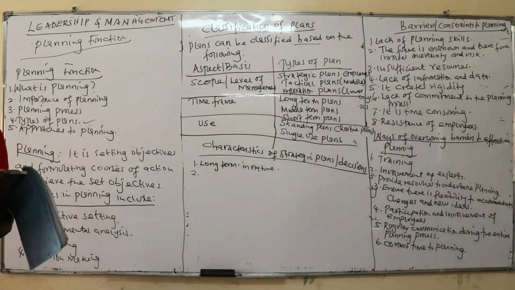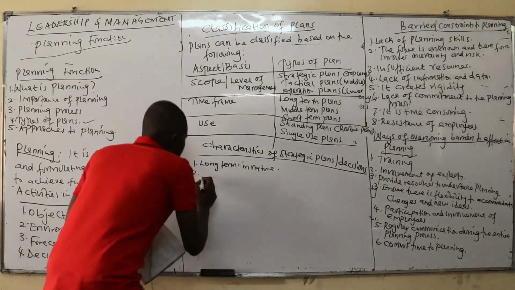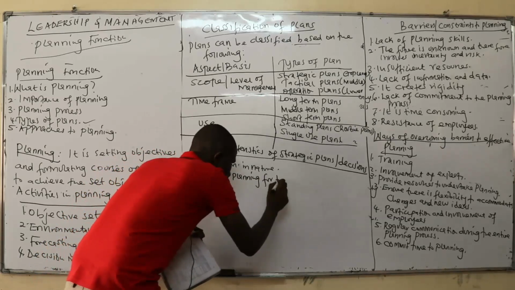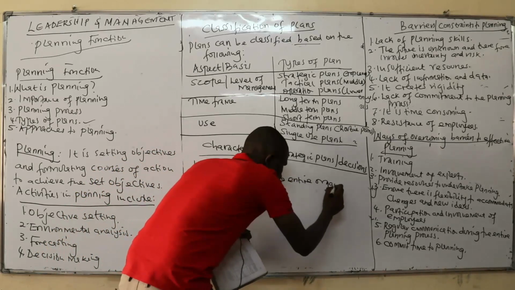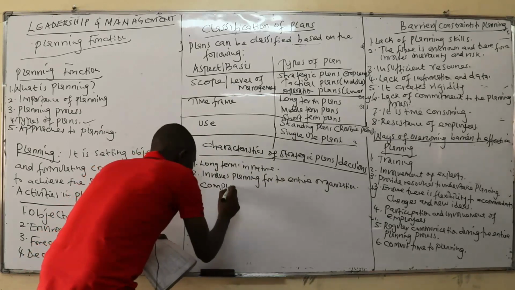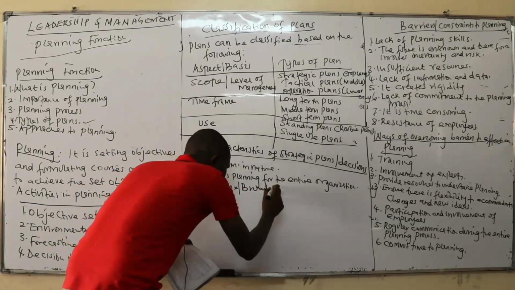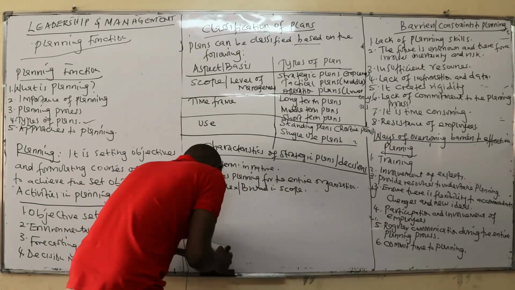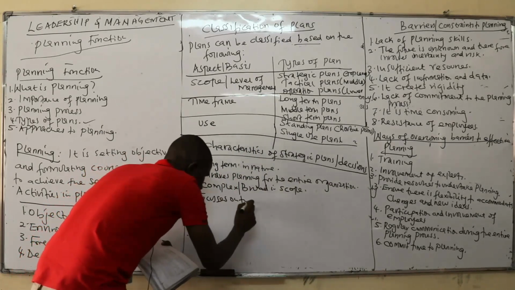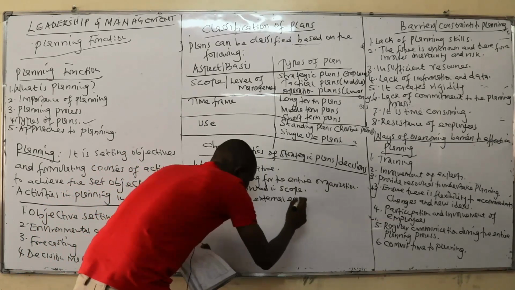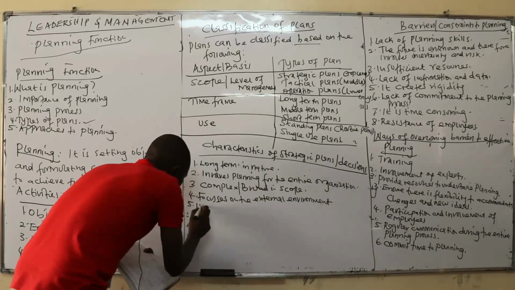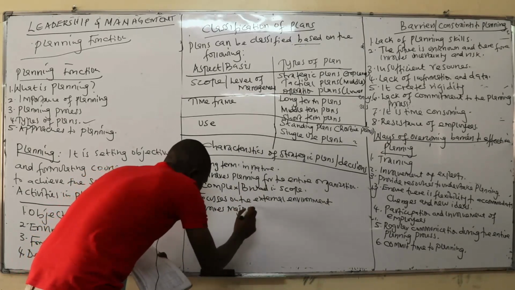Two, involves planning for the entire organization. Three, complex or broad in scope. Four, focuses on the external environment. Five, involves major resource allocation.